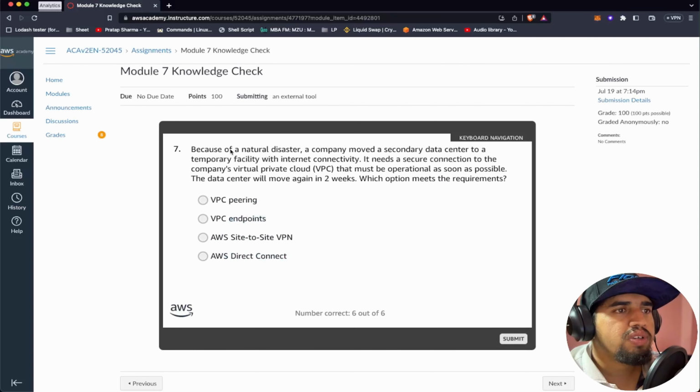Because of a natural disaster, a company moved a secondary data center to a temporary facility with internet connectivity. It needs a secure connection to the company's virtual private cloud (VPC) that must be operational as soon as possible. The data center will move again in 2 weeks. Which option meets the requirement? Here I think it should be AWS site-to-site VPN.